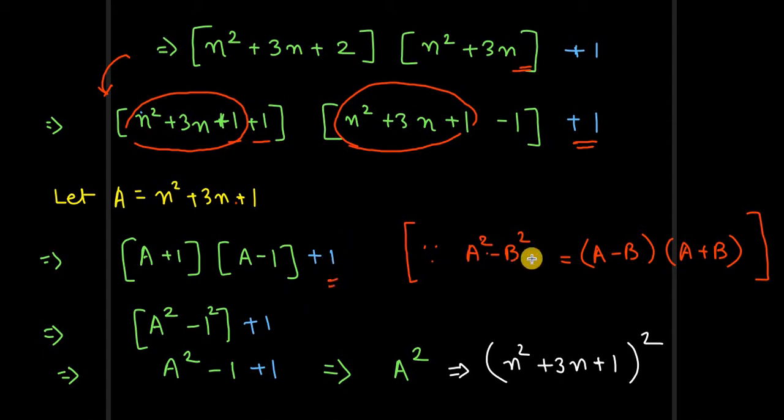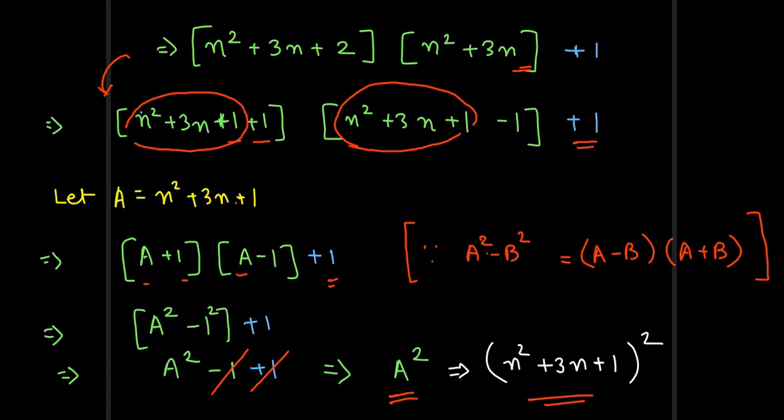Now we know that a square minus b square is equal to a minus b into a plus b. So यहाँ पर a plus b और a minus b के फॉर्मूला से हम लोग लिख सकते हैं a square minus b square, that is a square minus 1 square, और यहाँ plus 1 will continue. Now 1 square will be 1, a square minus 1 plus 1, this 2 will cancel out and we'll get a square. Now a is what? a is n square plus 3n plus 1. So we have got a perfect square.